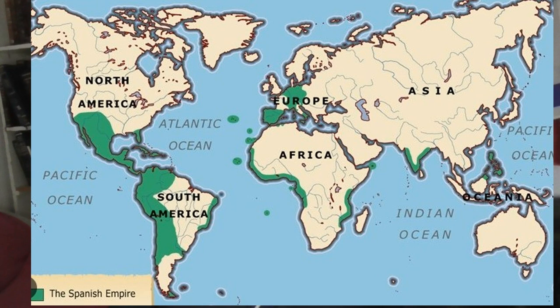Spain ruled over a good portion of Central and South America, and also it ruled over Italy, it ruled over other areas, and it ruled over the Netherlands. It was a world power. And in 1492, the Spanish had expelled all of the Jews in Spain.